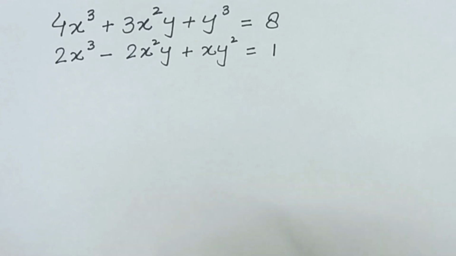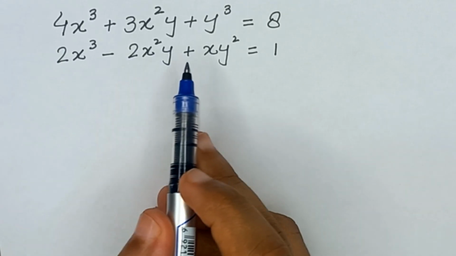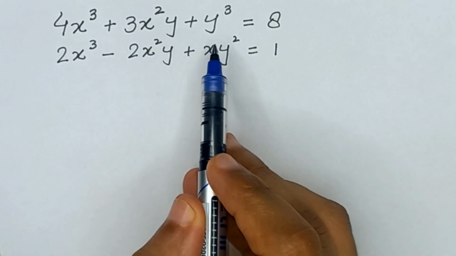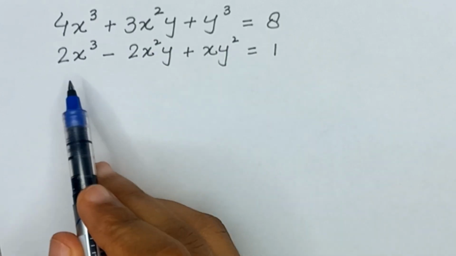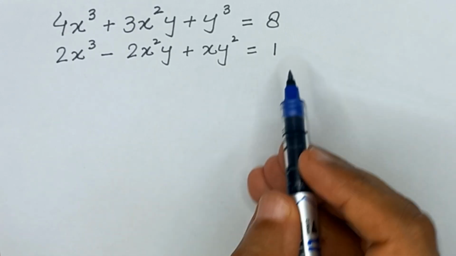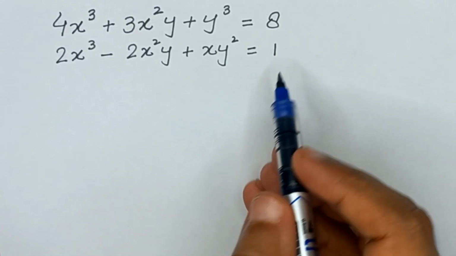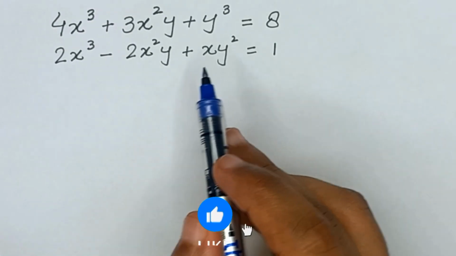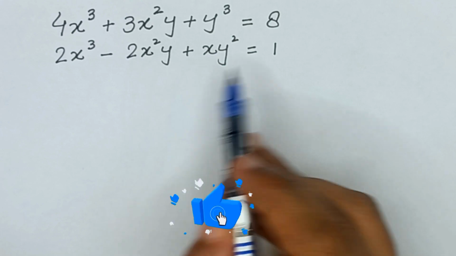Hello friends, in this video we will solve a system of equations, which is 4x cubed plus 3x squared y plus y cubed is equal to 8, and 2x cubed minus 2x squared y plus xy squared is equal to 1. And I am going to solve for x and y. Okay, now notice that this system is special.